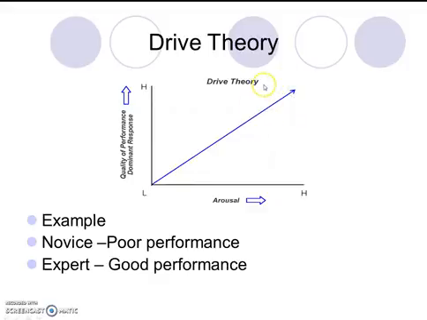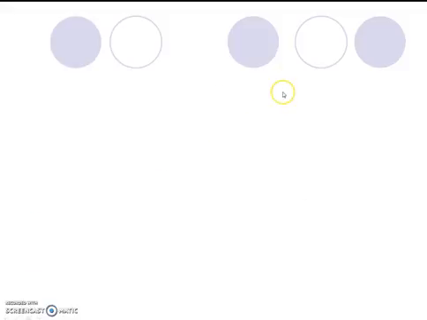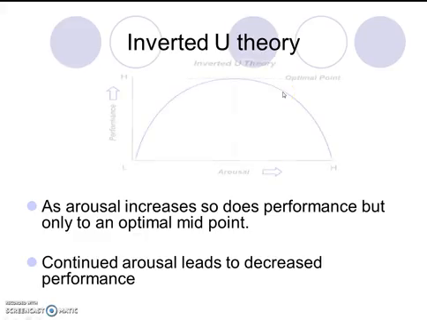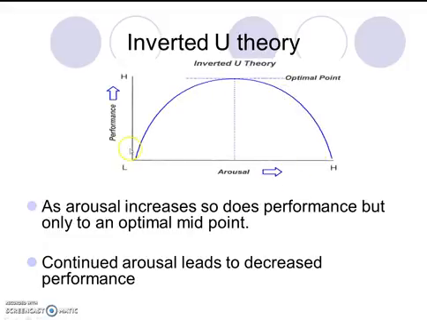So what we need to do now is move on to the next theory, which is the inverted U theory. The inverted U theory of arousal is basically exactly what it looks like there: an upside down U, but inverted sounds a little more academic. The difference is we're no longer going with a linear line straight up. We're now saying that as arousal increases, so does performance, but only up to an optimal midpoint. If arousal continues to rise, this will lead to a gradual decrease in performance, as you can see down here.